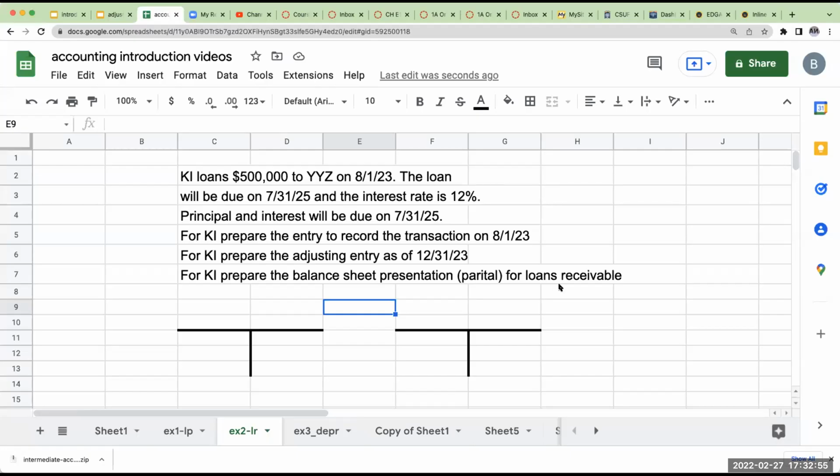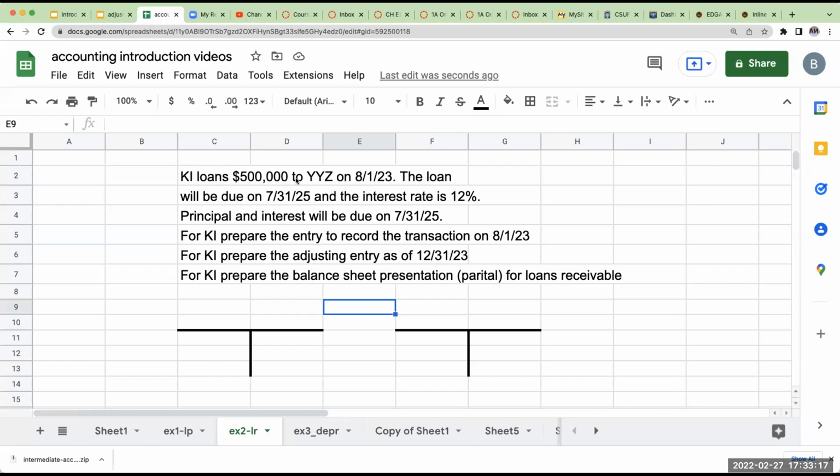Okay, over here, we've got KI is going to loan $500,000 to YYZ on August 1st, 2023. The loan will be due on July 31st, 2025, and the interest rate is 12%. Principal and interest will be due on July 31st, 2025. Prepare the entry to record the transaction on August 1st for KI.